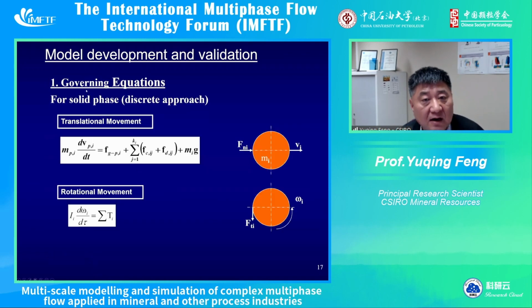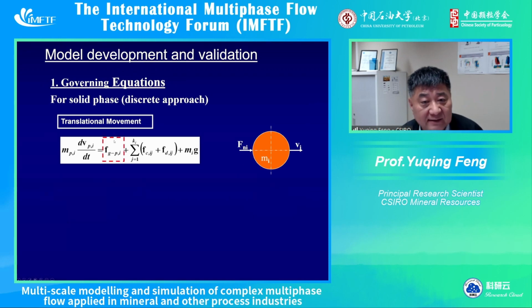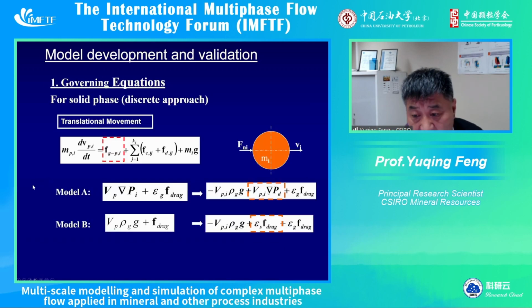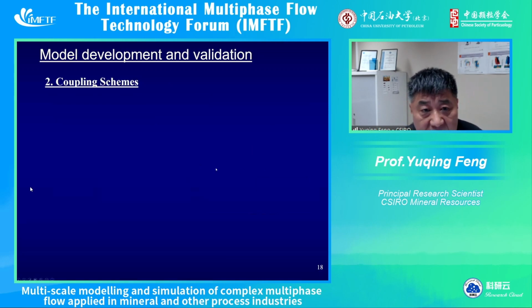Consequently, for the solid phase, we use the discrete method, with 2 types of motion, translation and rotation, described by these 2 equations. We focus on the translation movement, the gas particle interface force. To be consistent with model A and model B, they have 2 types of way to calculate it. If we further derive, they get some difference in the middle term. This means the pressure is shared by 2 phases in model A, and in model B, we don't have a pressure term. And what's different is the coupling scheme.